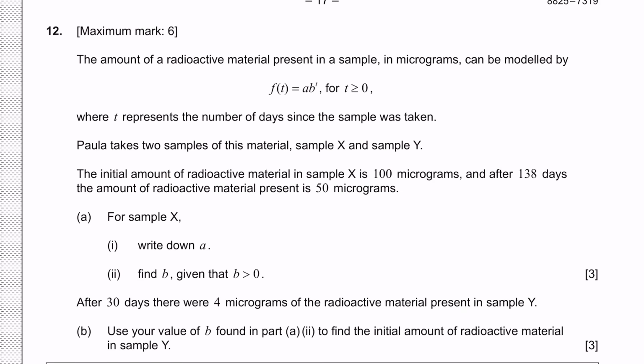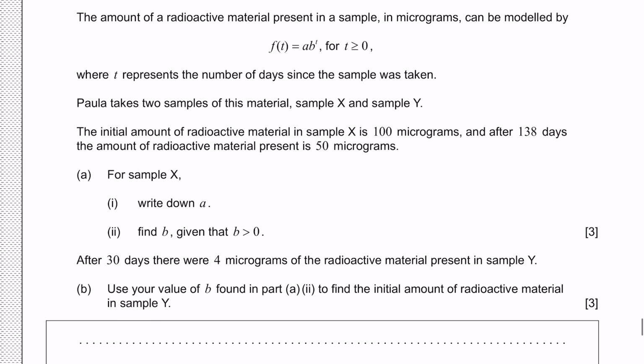Question 12. The amount of radioactive material present in a sample in micrograms can be modeled by f of t equals a b to the t for t greater than or equal to 0, where t represents the number of days since the sample was taken. Paula takes 2 samples of this material, sample X and sample Y. The initial amount of radioactive material in sample X is 100 micrograms, and after 138 days, the amount of radioactive material present is 50 micrograms.